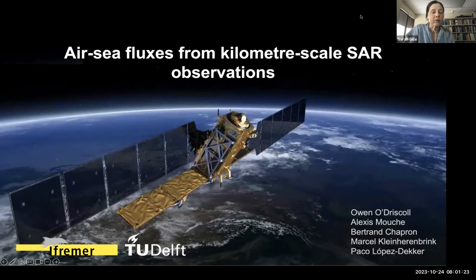Today we have Owen O'Driscoll, who is a PhD student in Delft. And he's going to talk about work that he's done with Alexis Mouche, Bertrand Chaperon, Marcel Kleinherrenbrink, and Paco Lopez-Decker, working both at Ifremer and Delft on air-sea fluxes from kilometer scale SAR observations. So take it away, Owen.